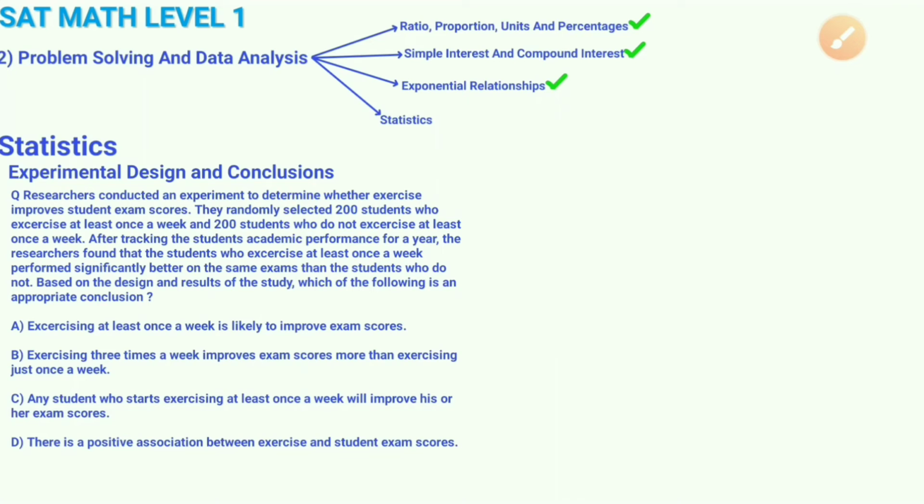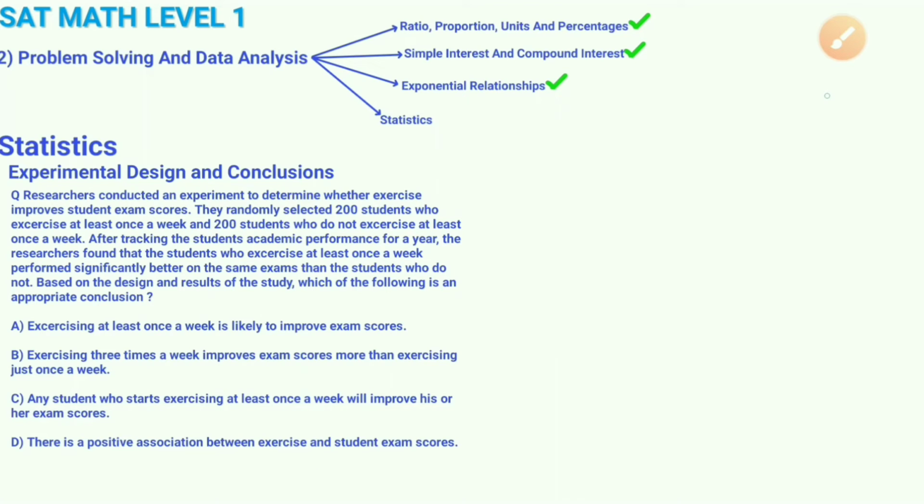Okay. Researchers conducted an experiment to determine whether exercise improved students' exam scores. They randomly selected 200 students who exercise at least once a week and 200 students who do not exercise at least once a week. After tracking the students' academic performance for a year, the researchers found that the students who exercise at least once a week performed significantly better on the same exam than the students who do not. Based on the design and result of the study, which of the following is an appropriate conclusion?